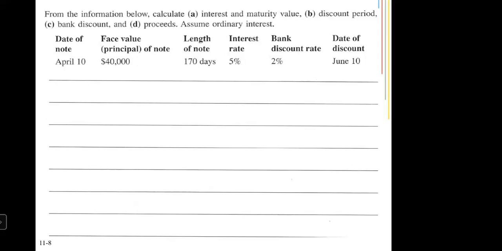First, you have to find the interest. First, okay, so how do we define the interest? 40,000 times 5% times 170 over 360.